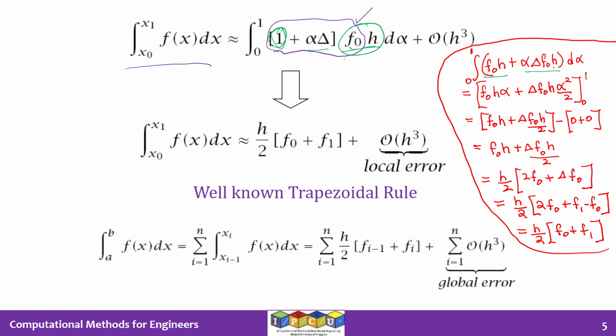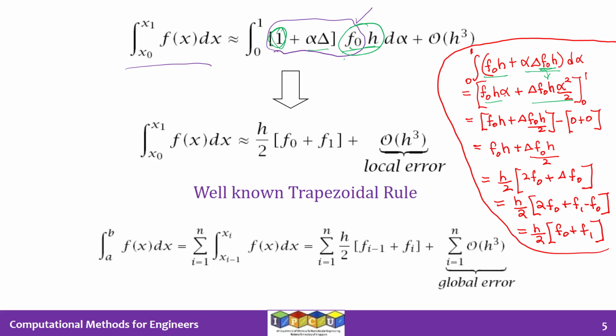And these are easy to integrate with respect to alpha. The first term will integrate to f naught h alpha because f naught h is like a number, a constant. So integral of d alpha is alpha. So that is what you see here. Then delta f naught h, integrate alpha, you get alpha squared by 2. So this term also makes sense. It comes from here, integrating this term. And we have to set the limits from 0 to 1.